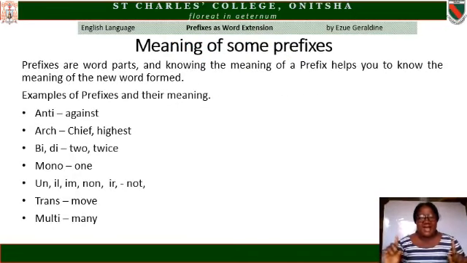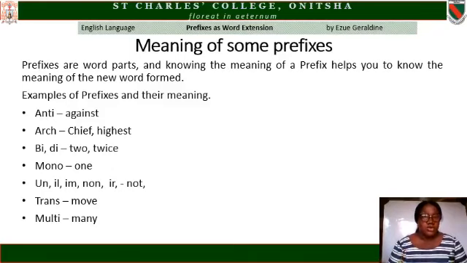These prefixes, remember I said initially, they have meanings. They are not just pieces of words that we pick and attach. No, they are meaningful. Prefixes are word parts, and knowing the meaning of a prefix helps you to know the meaning of the new word formed. For instance, we have anti. Anti could mean against. We have arch as a prefix, which means chief or highest. We have bi or di, which means two or twice.